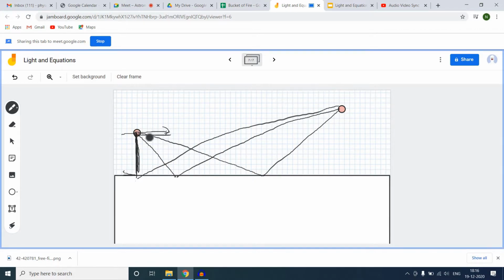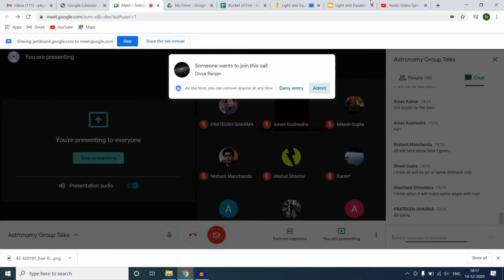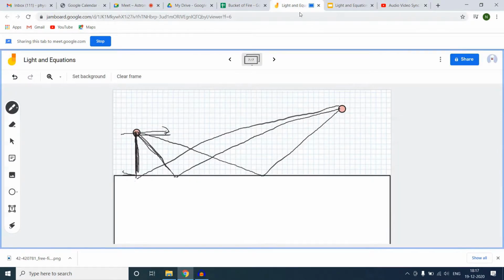But if he's taking a diagonal point, then obviously he's going to make progress along the y-axis and along the x-axis, both of them. The question now arises: which point does he go to make sure that he reaches over here in time?